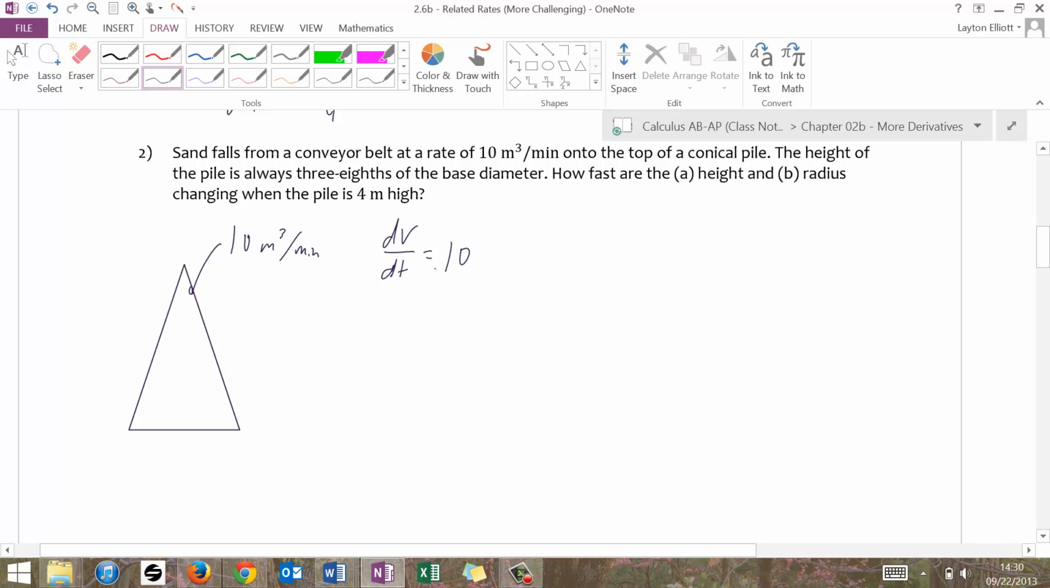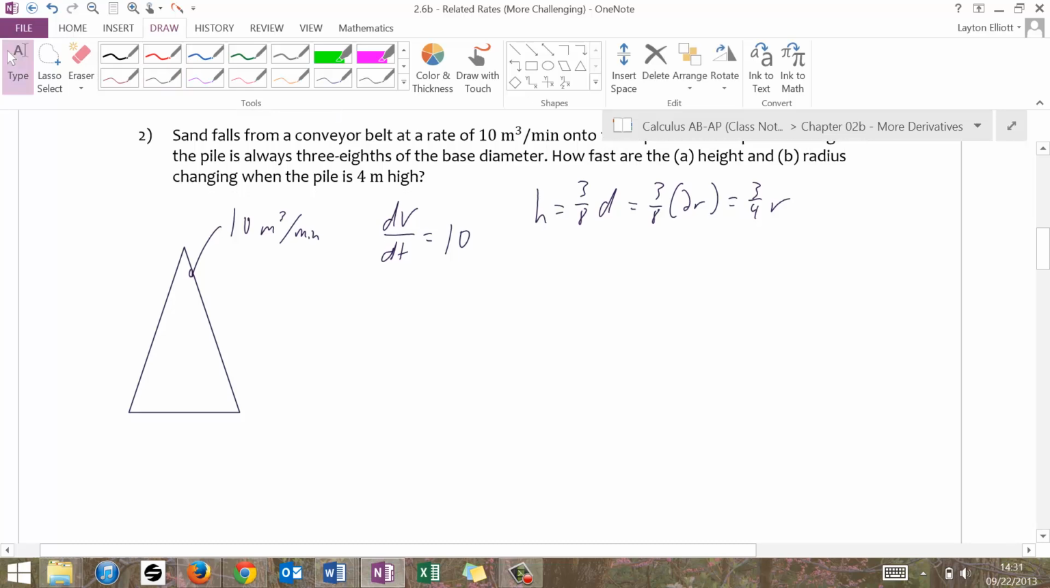The height of the pile is always 3/8 of the base diameter. If I say h is always 3/8 d, which is the same thing as 3/8 times 2r, or 3/4 r. Now I have a relationship between h and r. The first thing it wants to know is how fast is the height changing when the pile is 4 meters high.